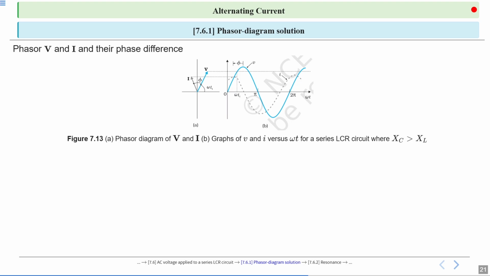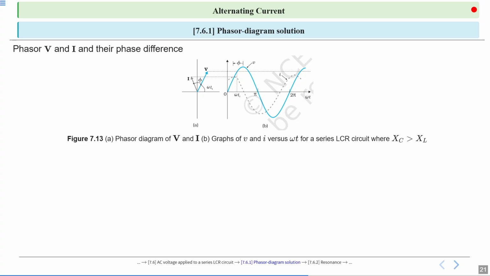Now this is the graphical representation. Whether current leads or lags is a condition based on XC and XL. If XC is greater than XL, then current will lead by phi angle. If XL is greater than XC, then current will lag behind by phi, the phase difference. The graphical representation varies accordingly. In this case, it is taken that the current is leading.